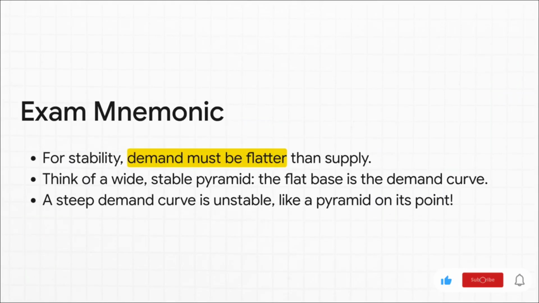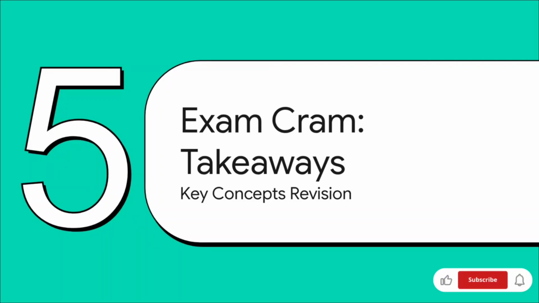And here is an awesome way to lock this into your brain for the exam. Just picture a big, stable pyramid. Where does its strength come from? Its wide, flat base, right? Well, in the cobweb model, that flat base is your demand curve. That's what makes the market stable. A steep demand curve? That's like trying to balance the whole pyramid on its pointy tip. It's just not going to work. It's totally unstable.